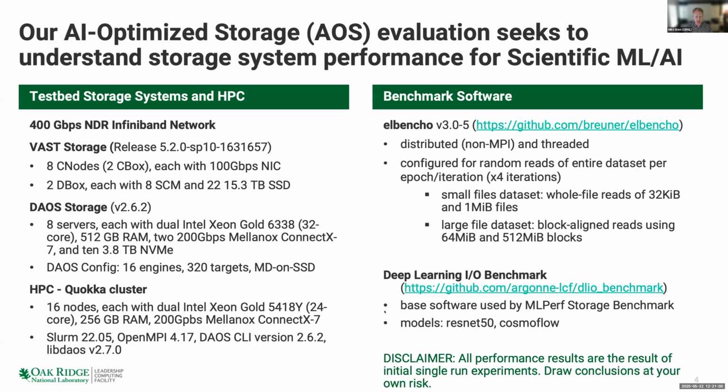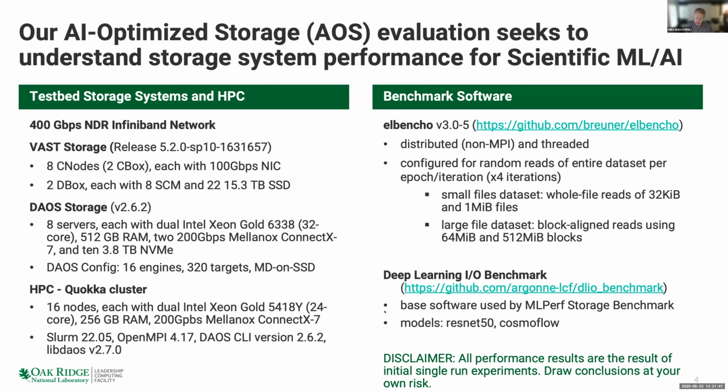So what we have is a storage testbed and an associated client HPC cluster. So this all sits on a 400 gig NDR InfiniBand network. Not everything is actually connected at 400 gig. So one of the storage systems we have, which also serves as our production file storage for our open development enclave, is a VAST storage system. And this is essentially 8 CNodes, connected via 100 gig NICs, and 2 DBoxes. A DBox is basically an NVMe over fabrics enclosure with some storage class memory.